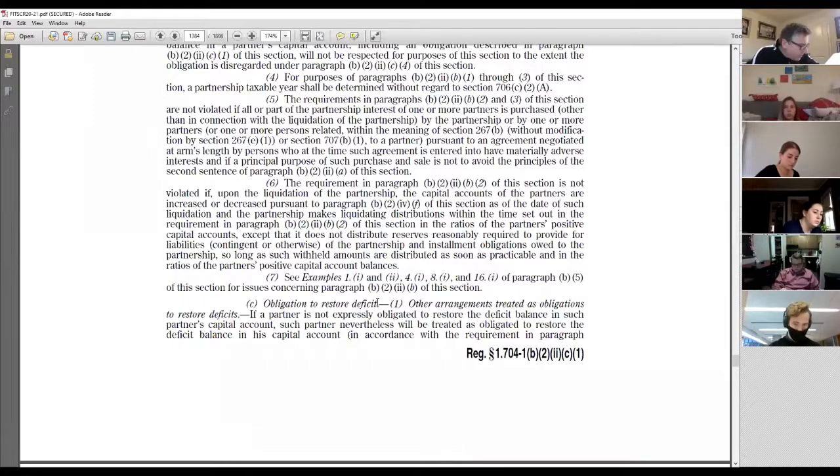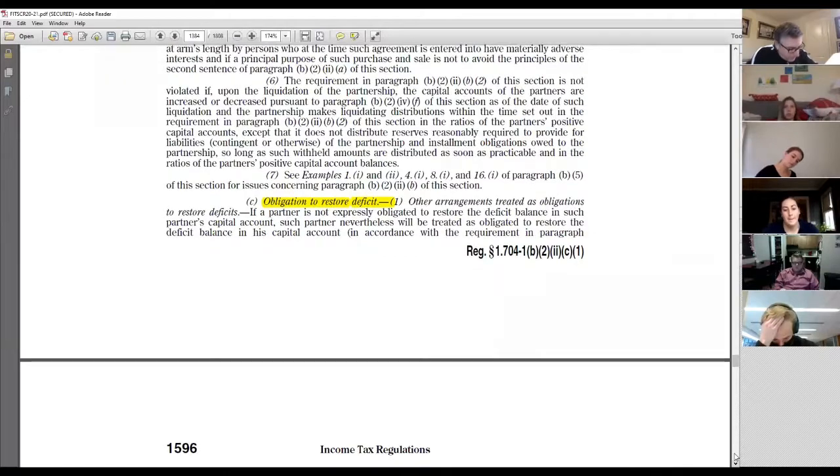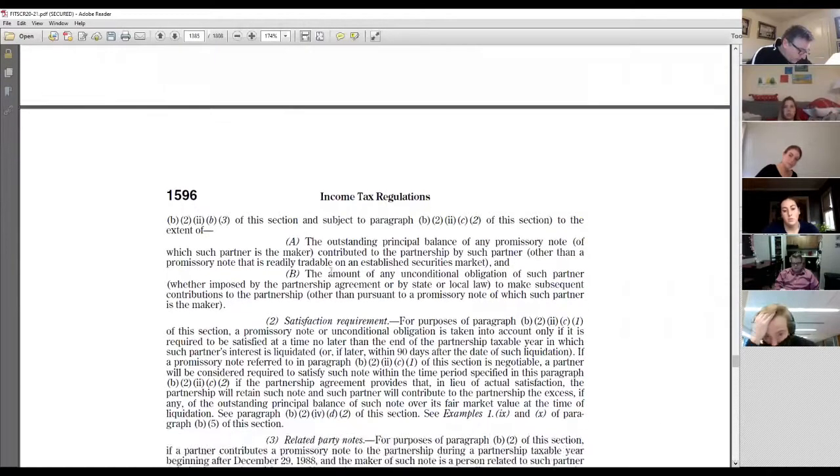Heading is obligation to restore deficit. And it says certain obligations are treated as a deficit restoration obligation, a limited deficit restoration obligation. And it says the outstanding principal balance of any promissory note contributed by a partner. There's a carve out for promissory notes that are readily tradable on an established securities market. That would be extremely rare, so we don't have to worry about that.